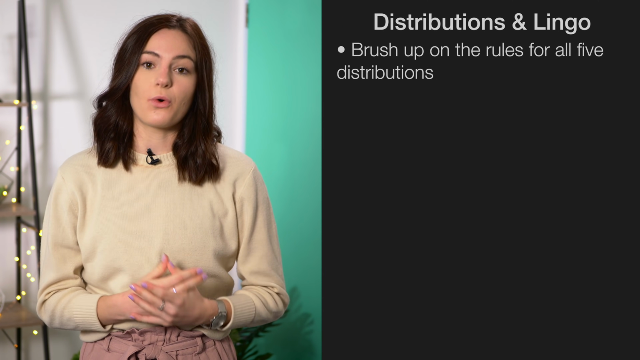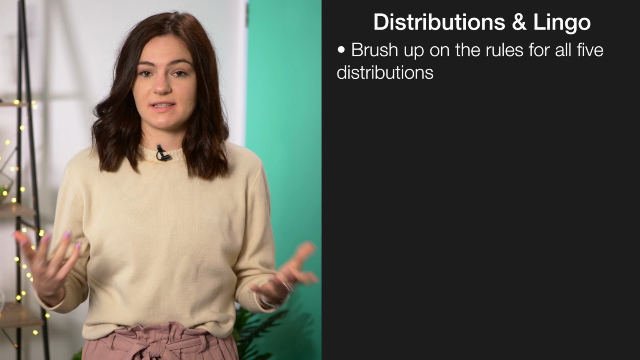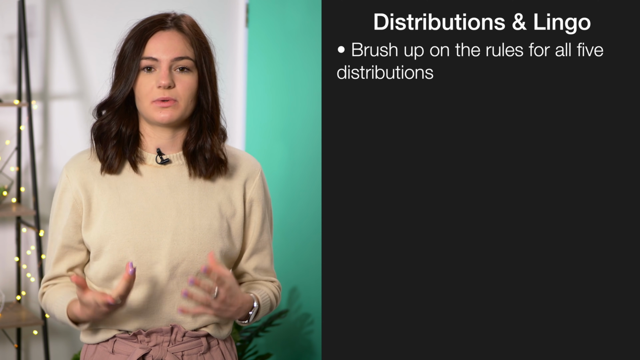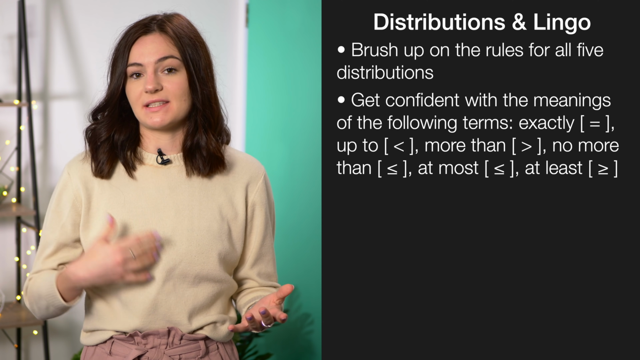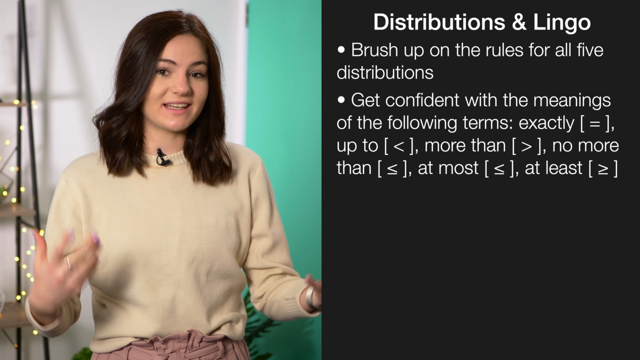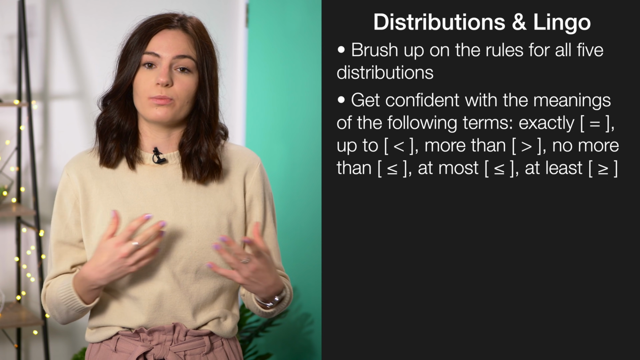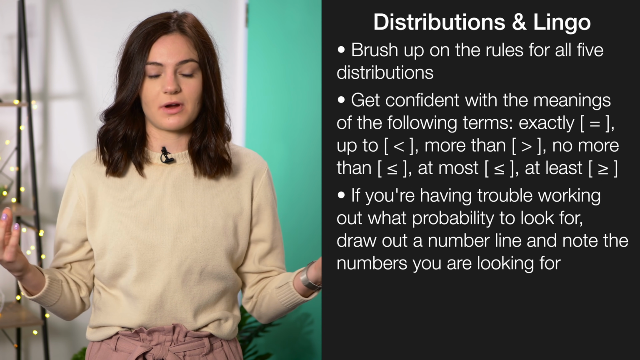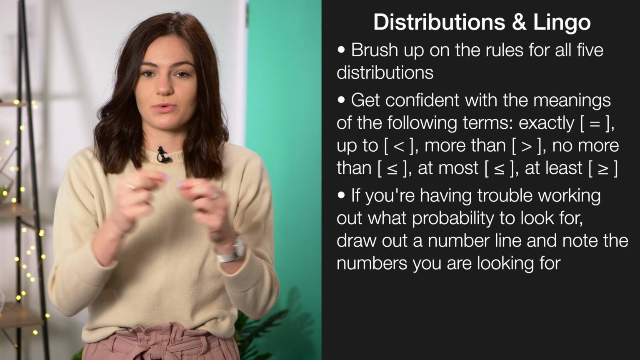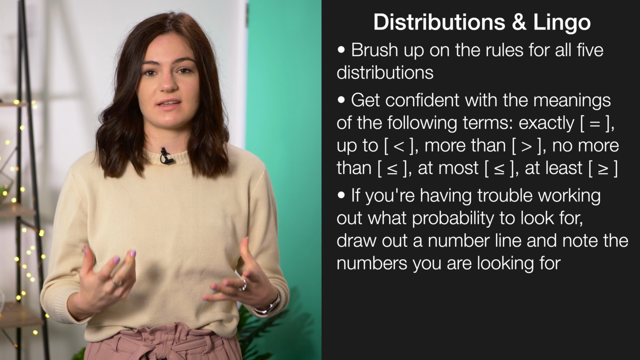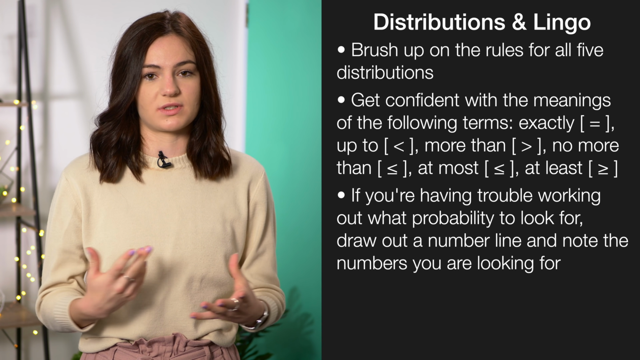Before going into the exam, it's probably a good idea to brush up on the rules for all of the 5 distributions. What is it that makes each distribution its own distribution? Another thing to brush up on is your lingo. So what does it mean when a probability is equal to a number? Or what does it mean when a probability is less than or at least a number versus more than or no more than? Another key tip for you, if you are unsure about what probability you're trying to find, is to draw out a number line and label on that number line what it is the question is telling you, and then you're able to figure out what probability you want to figure out.